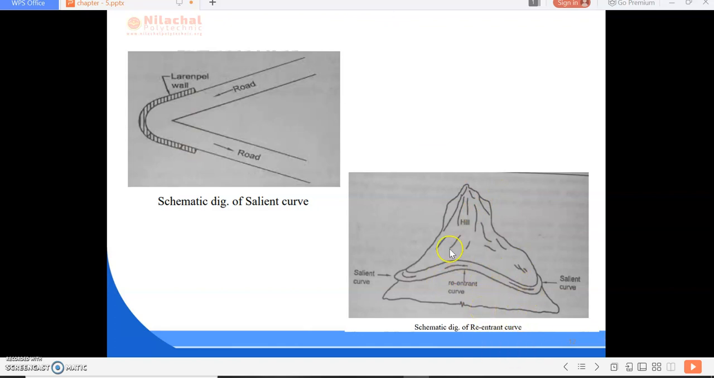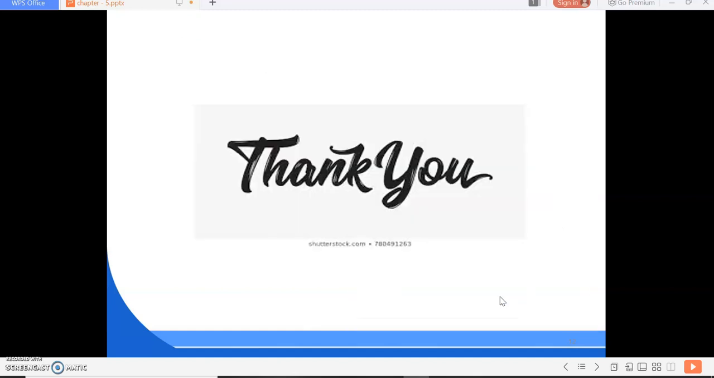Okay, this is the salient or corner bend or corner curve, and this is a re-entrant bend or re-entrant curve. Okay, so we have completed our 5th chapter. Next we are going to study about road drainage.